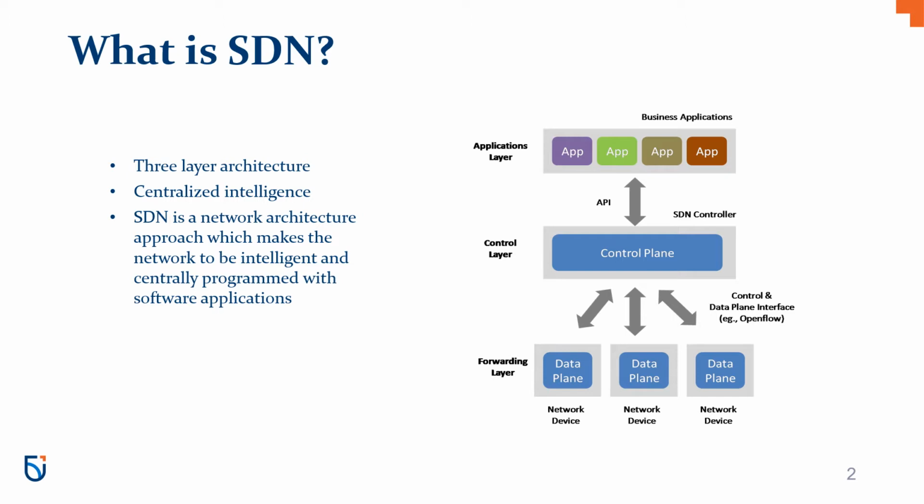Whenever we are asked to explain what software-defined networking is, two things come to mind. First of which is the three-layer architecture as we see here: application layer, control layer, and data layer. The second thing that comes to mind is centralized intelligence. Therefore, software-defined networking is a network architecture approach which makes the network intelligent and centrally programmed with software application. The most important term to pay attention to in this definition is software.